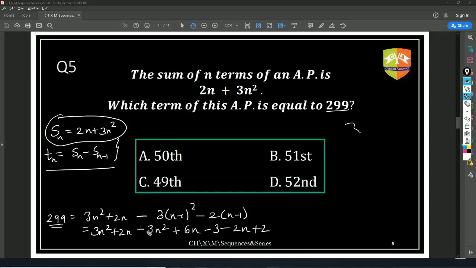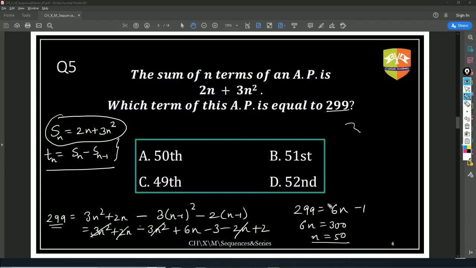You don't even get a quadratic, right? See, 2n gets cancelled. So what is left? 6n minus 1. So 299 is equal to 6n minus 1. So 6n is 300, so n is 50, right?